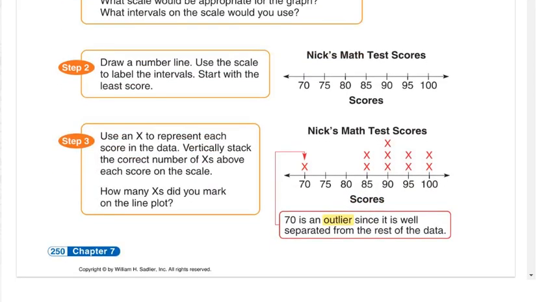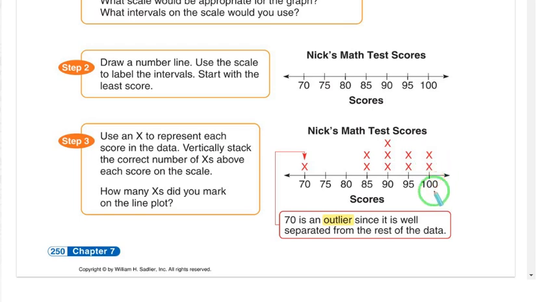Let's go down. We need to use an X to represent each score in the data. Vertically stack the correct number of X's above each score on the scale. As I told you before, Nex has two 100s in math. That's why you will find two X's above the 100. The first X means that the 100 is repeated once. Two X's mean that 100 is repeated twice.